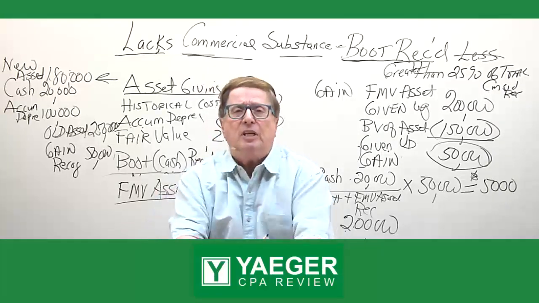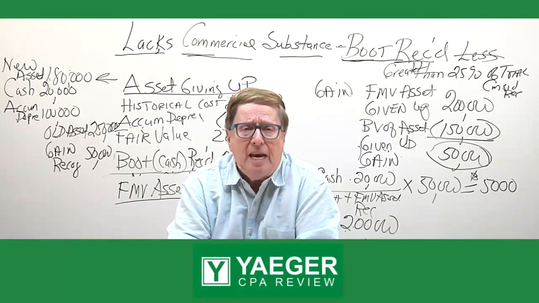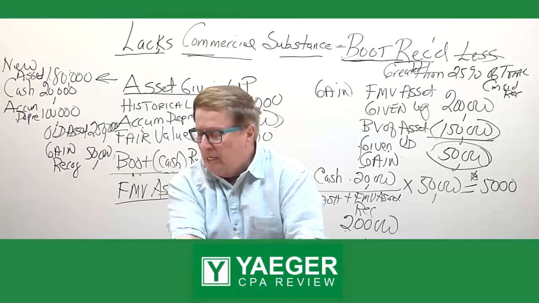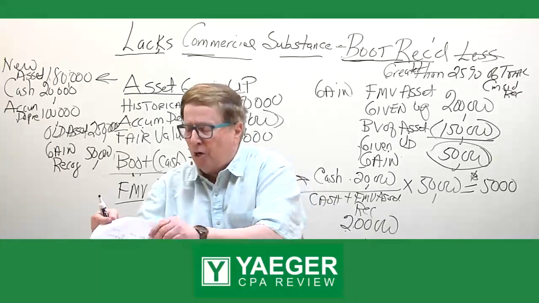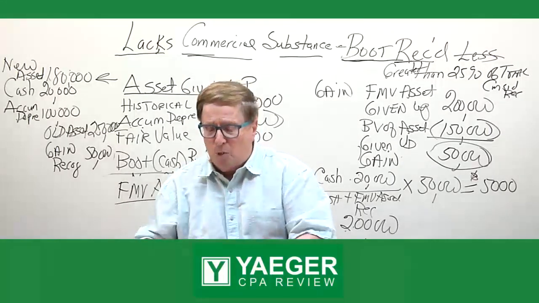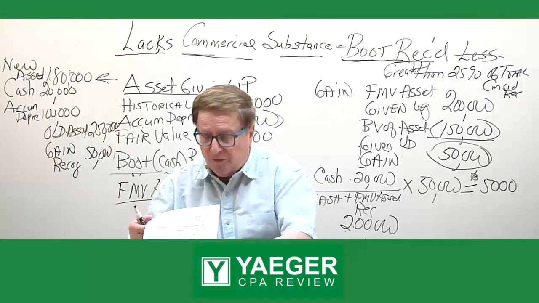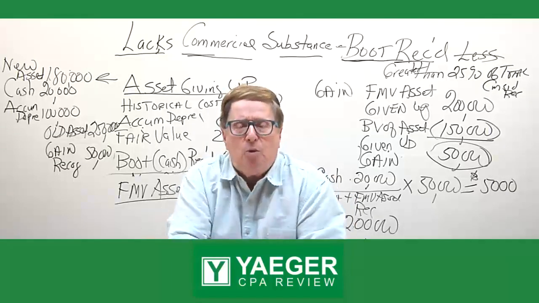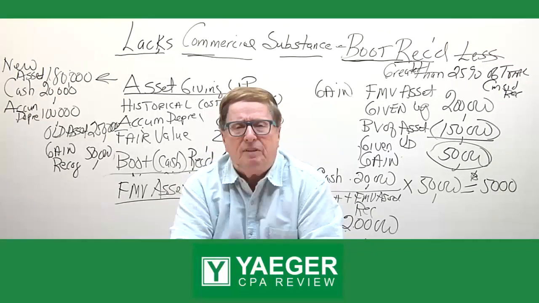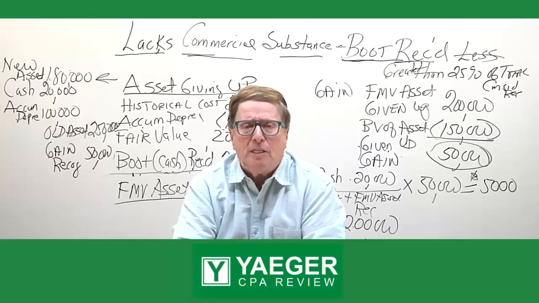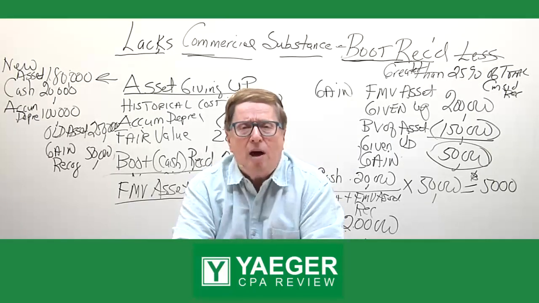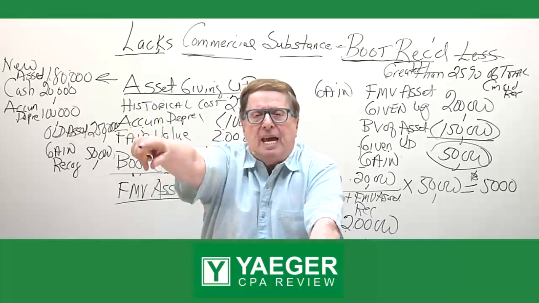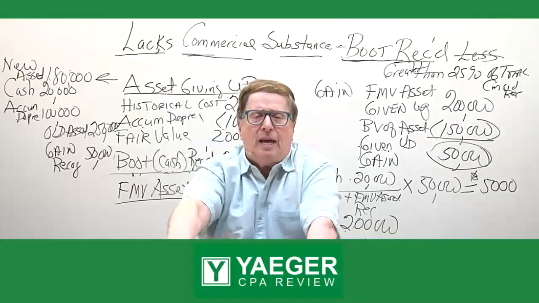Now, if it lacks commercial substance and there's boot paid, then all the gain is deferred. Remember that. If it lacks commercial substance and boot's paid, then all the gain is deferred. Now, what happens if it lacks commercial substance and you receive boot, and the boot received is less than 25% of the total consideration? Well, in that case, you have to do a proration, which means you calculate the gain first. Take the fair market value of the asset given up in excess of the book value of the asset given up.